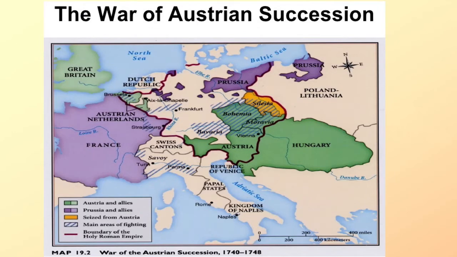Here's a map of the War of Austrian Succession. You can see Prussia in dark purple at the top, Austria-Hungary, Austria, in dark green at the bottom, and Silesia, you can see that's that orange piece right there.